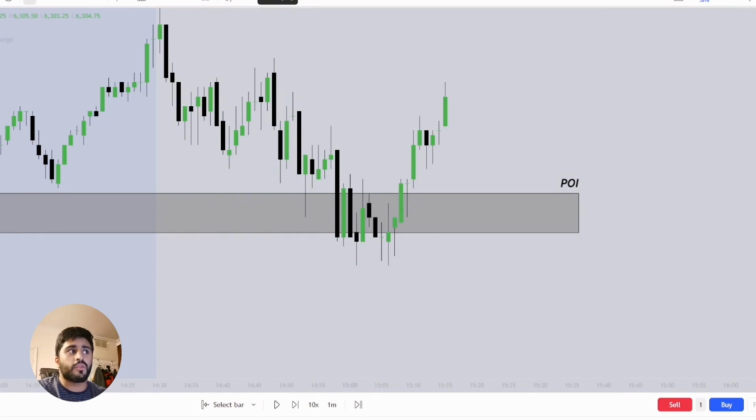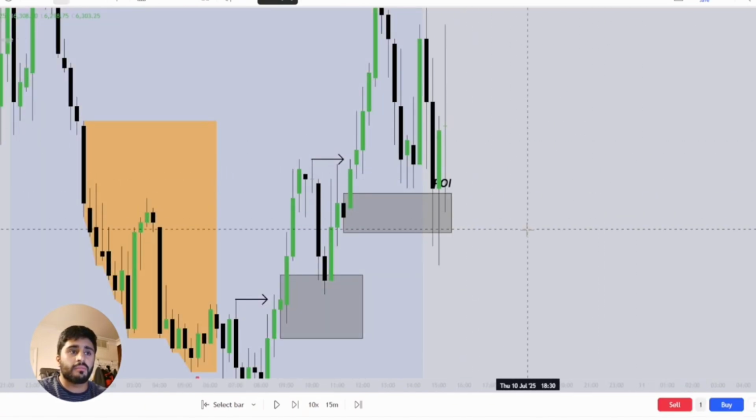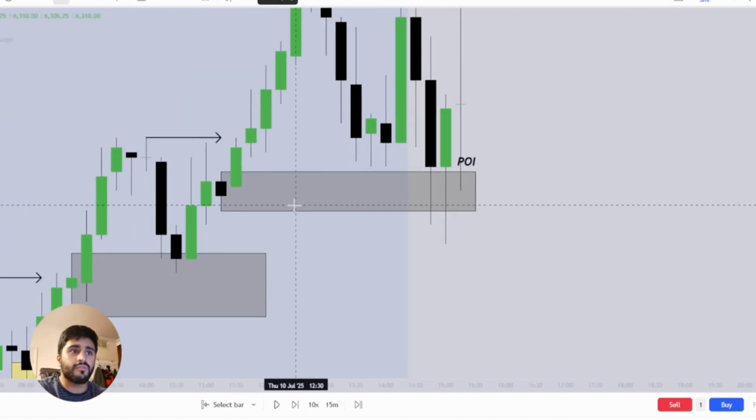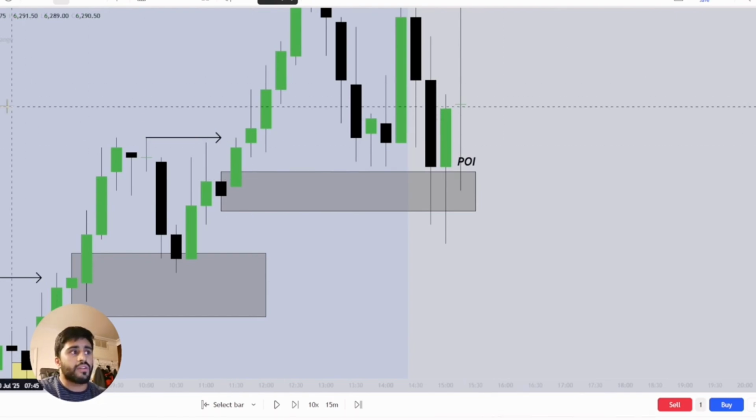What I want traders to understand is when you're on the 1 minute, it's easy to zoom in on the 1 minute and forget what's happening on the higher time frames. Let me show you what's happening on the 15 minute. On the 15 minute, we had a very different picture. And this is what I want traders to understand.